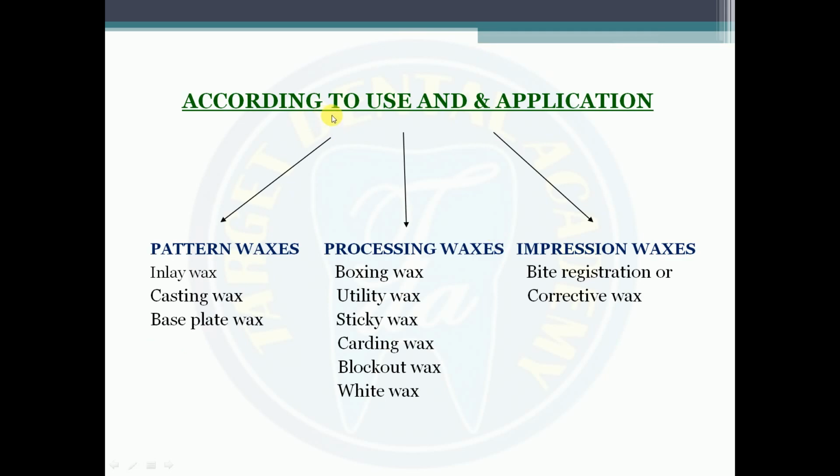Coming on to the classification according to use and application, we have pattern waxes, processing waxes and impression waxes. You just have to read these slides, you just have to go through it once. It is a very important and very easy topic also. In pattern waxes, you have inlay wax, casting wax, base plate wax. In the processing waxes, you have boxing wax, utility wax, sticky wax, carding wax, blockout wax, white wax. In the impression waxes, you have bite registration or corrective wax.